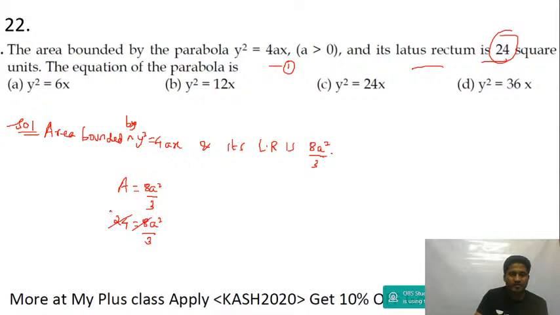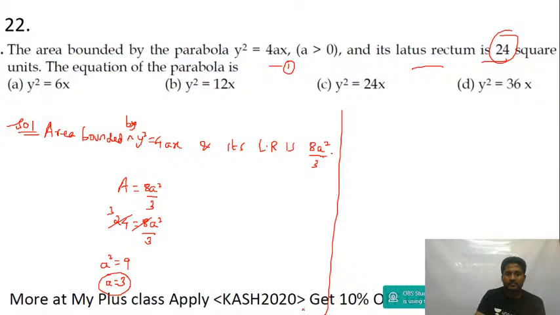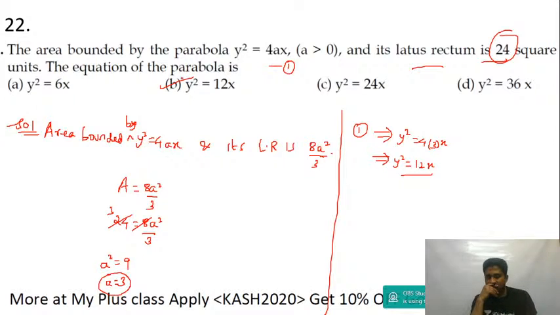Okay, this will cancel with this 3 times, cross multiply, I get a square is equal to 9. So you get a equal to 3. Okay, now let's substitute in equation 1. You get y square is equal to 4 into 3 into x. Y square is equal to 12x. That's the answer, guys. Answer is option B. Okay, let's move to the next question.